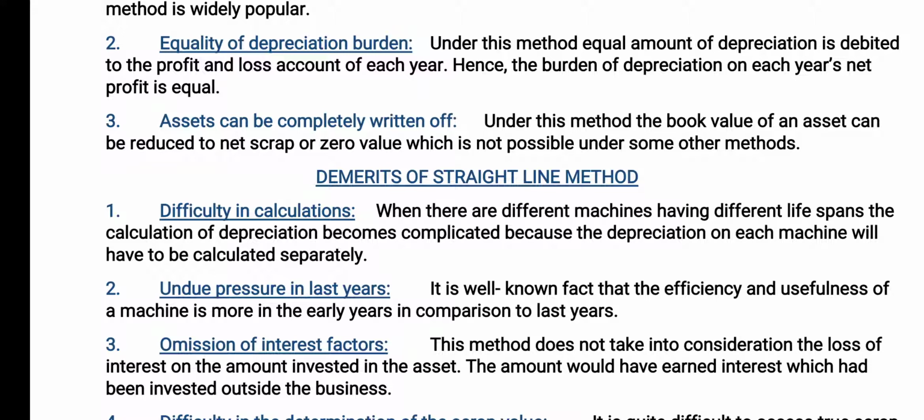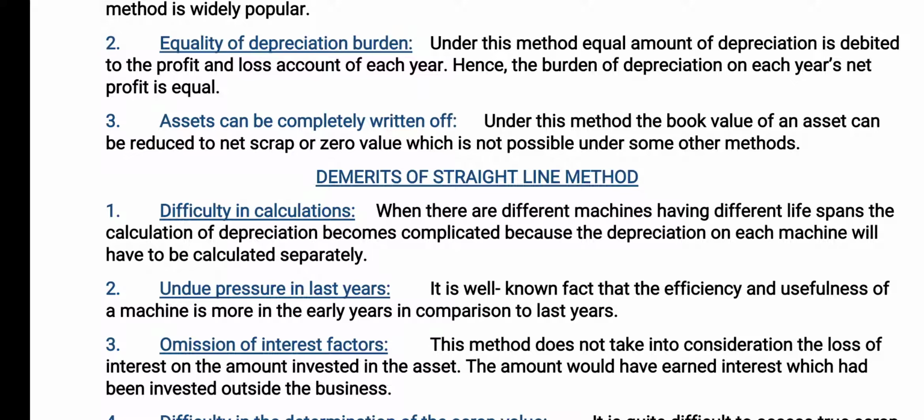Difficulty in calculation: when there are different machines having different lifespans, the calculation of depreciation becomes complicated because the depreciation on each machine will have to be calculated separately. So it is very difficult to calculate each machine in a different way.